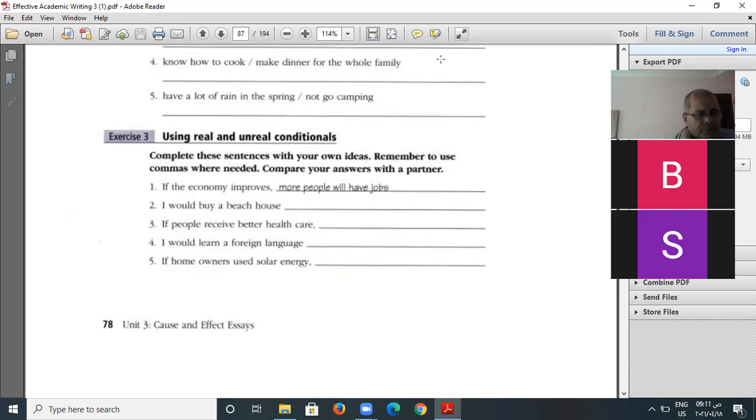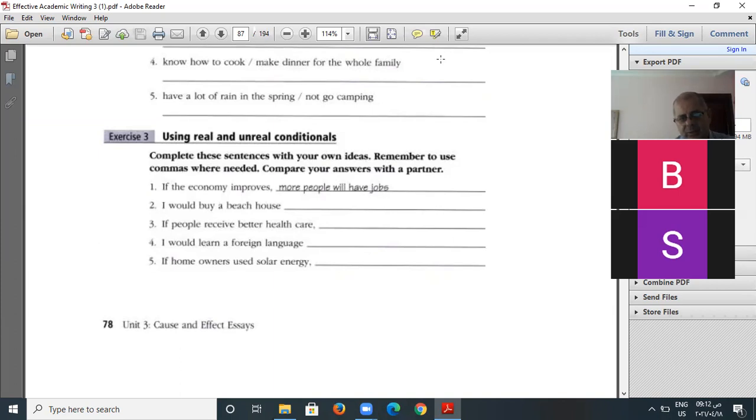Real conditionals. What do we use in the if clause? Simple present or simple past? Present. Simple present. And then here what do we have? I would learn. And then what kind of conditional here? Past. Real or unreal? Real. Real? Here we use would. What do we use with real? We say will or can or might. Yes. And would is past, so with real conditionals we don't use past, we use present.